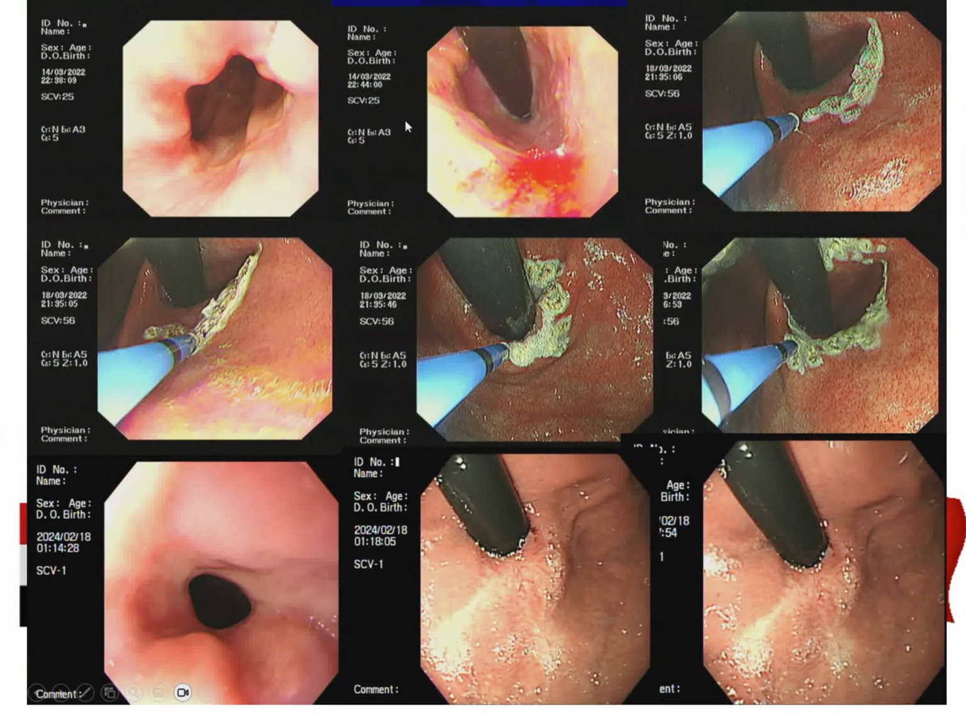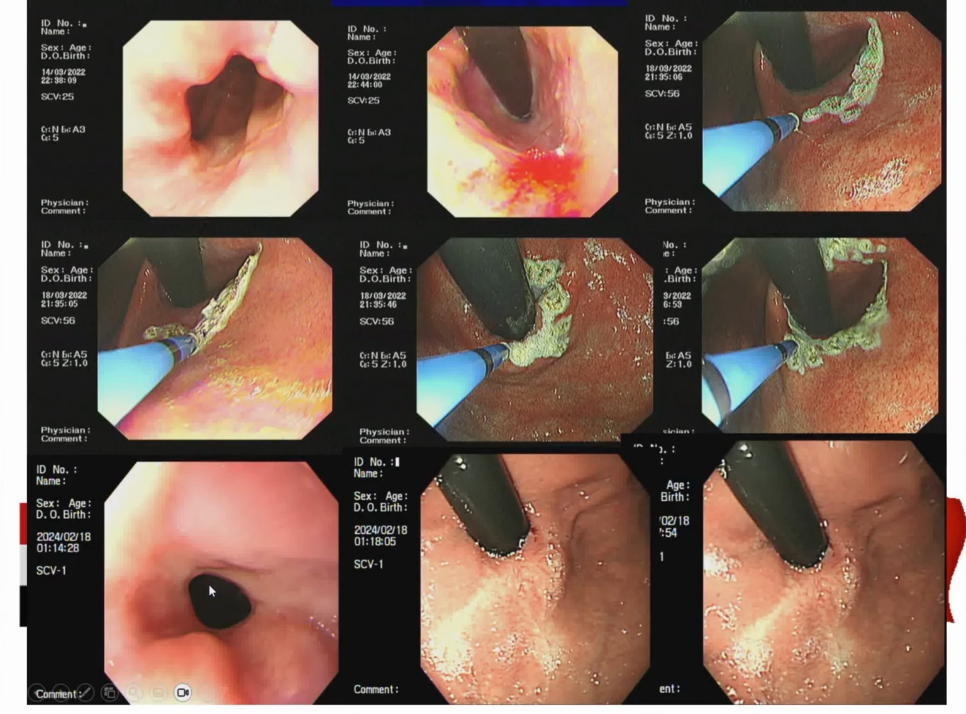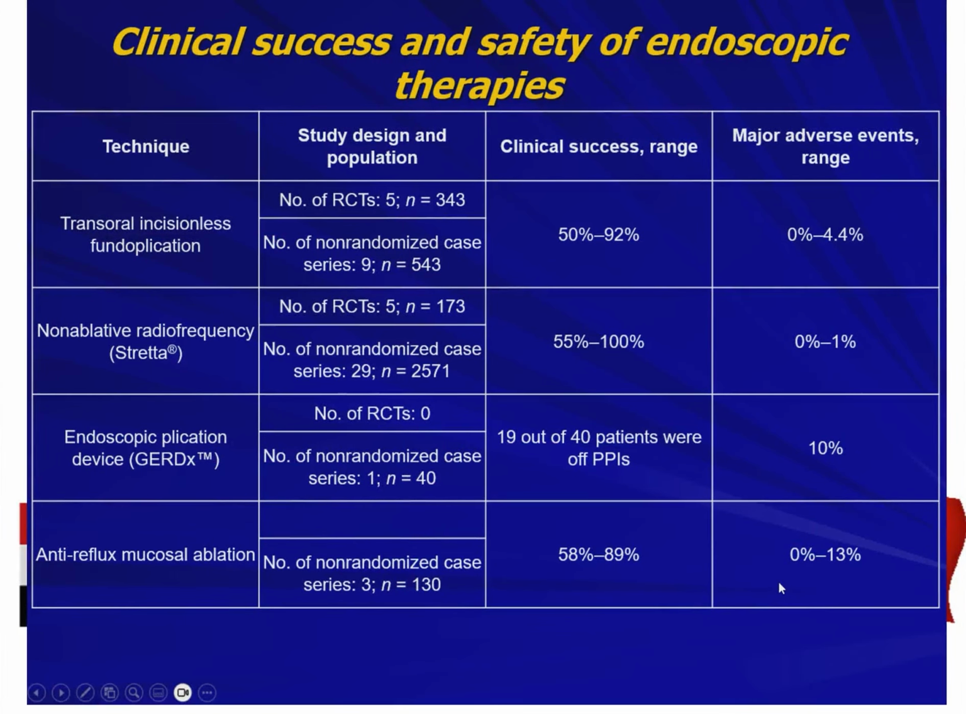This is a real case also done at Theodor Bilharz. This is a patient with HL2, as we can see nicely. And this is the argon applied. And this is the post-operative, done almost 1 year after ARMA. And we can see in retroflexion that the cardia is very nicely closed. The clinical success and safety of endoscopic therapy for different techniques ranges from 50 to 90%, with a complication rate from 0 to 13%.